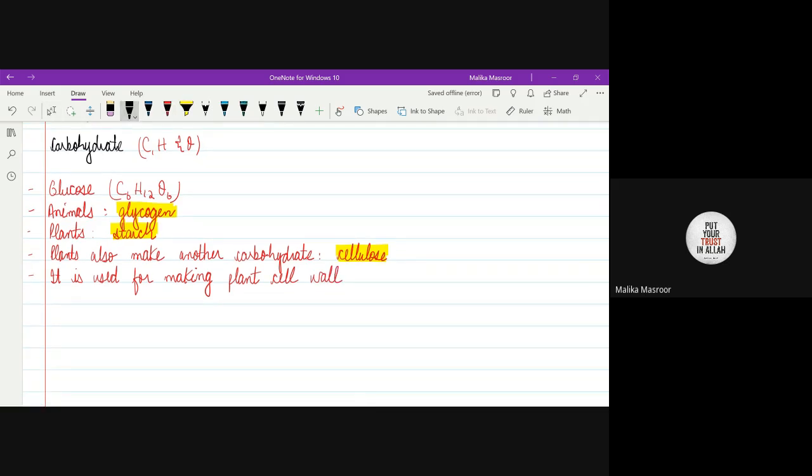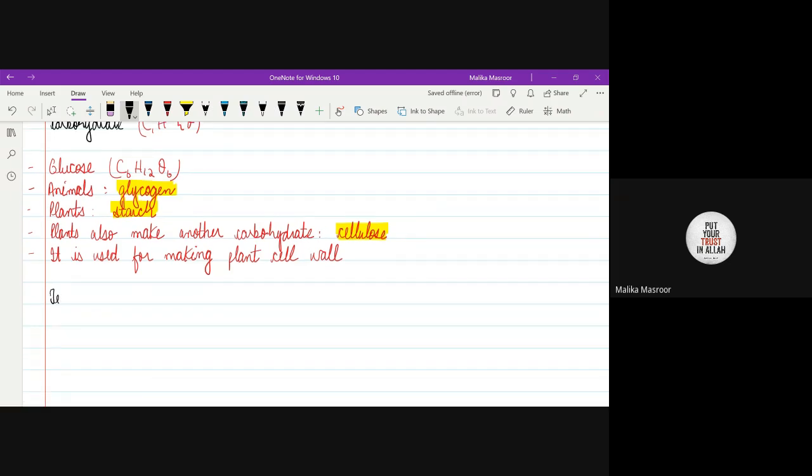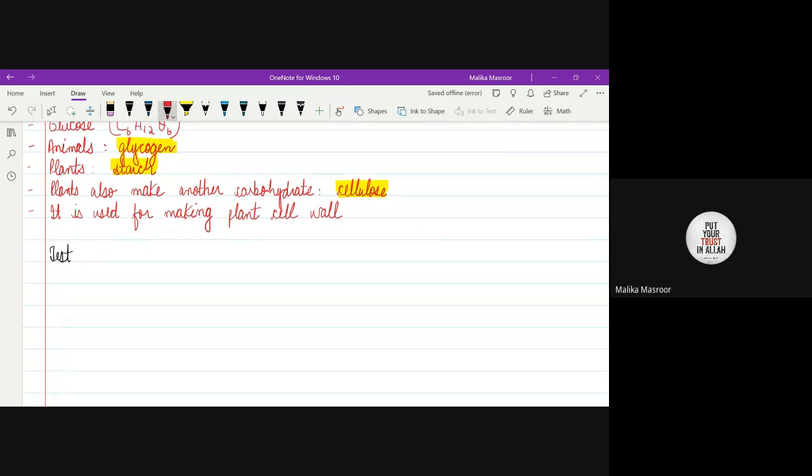Now to figure out which substance is present, for testing their presence, you have a test for starch and a test for sugars, reducing sugars basically. Firstly, let's talk about the test for starch. The presence of starch can be figured out by using your iodine solution.